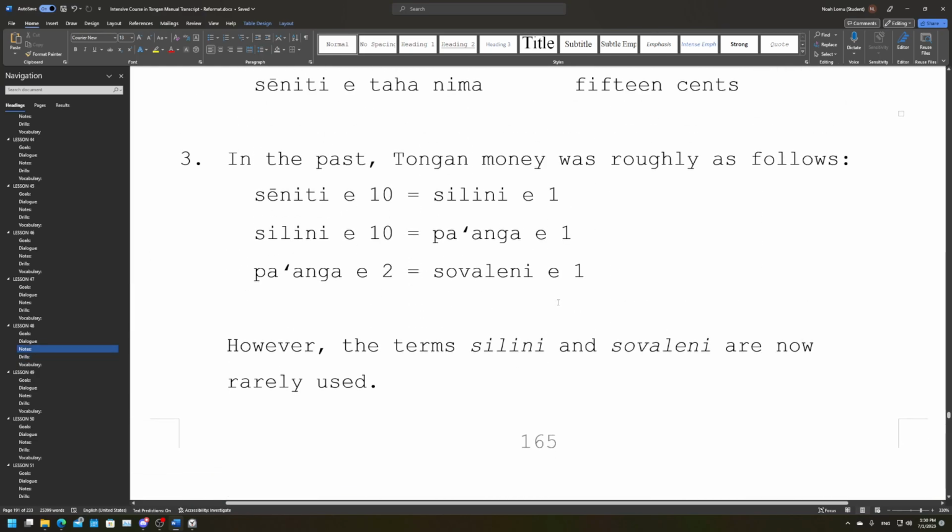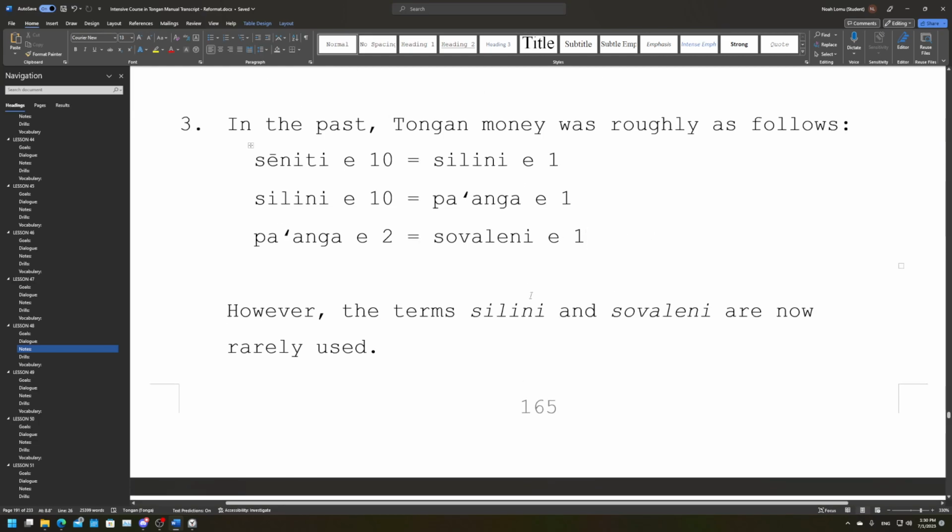I don't know if I've made a note of this. Sovaleni, hmm? No, I never heard that word once ever in the entire 2 years I was in Tonga. I don't know if there ever was a coin that was worth a sovaleni or anything. It doesn't say it anywhere on the coins. It's just 100 cents per panga, right? Just like you would expect.